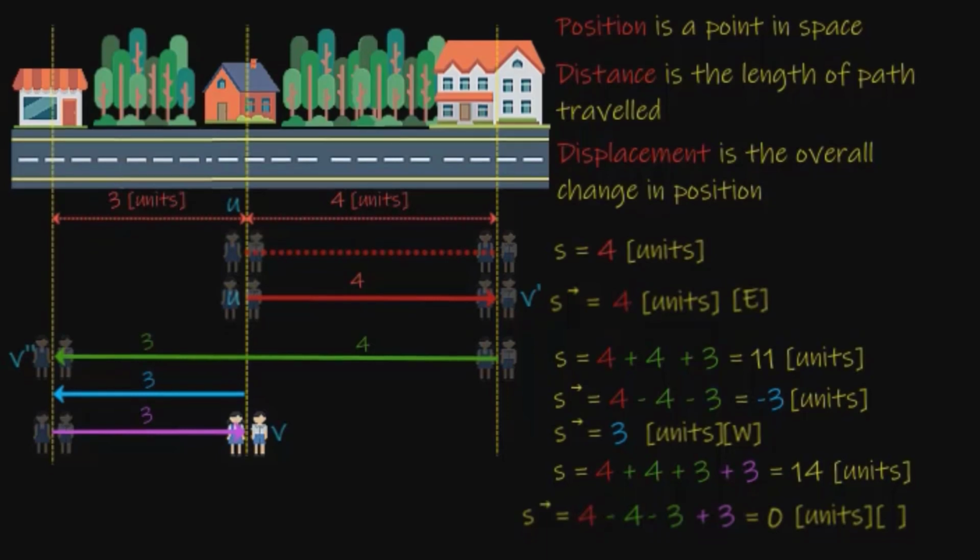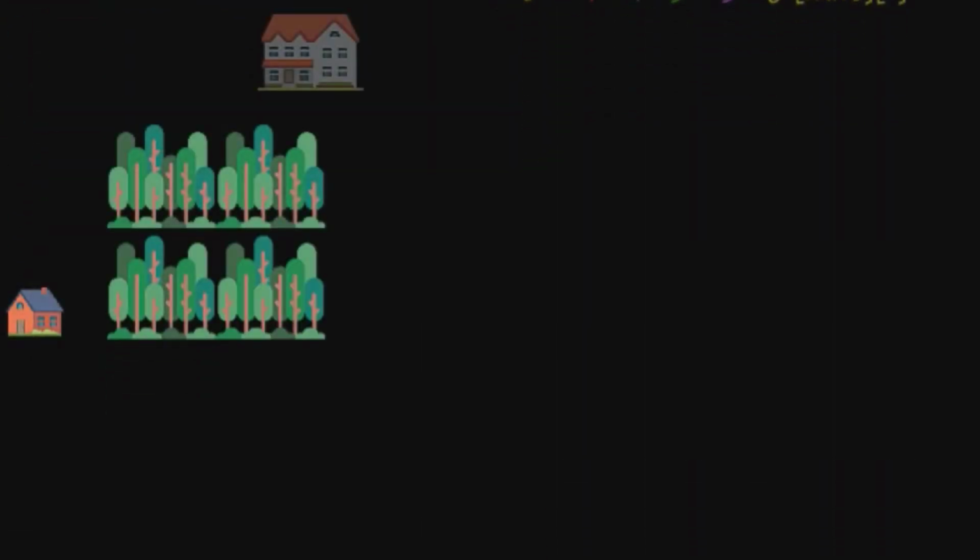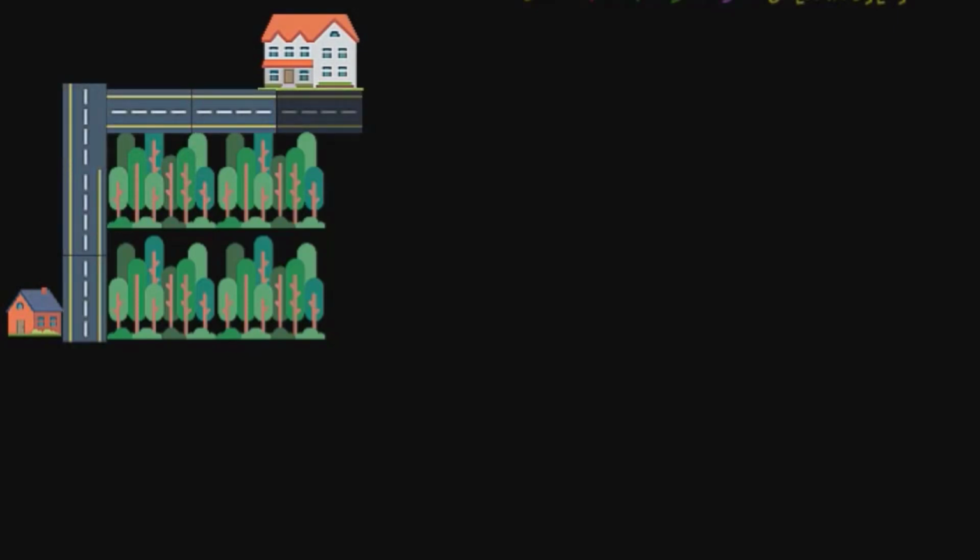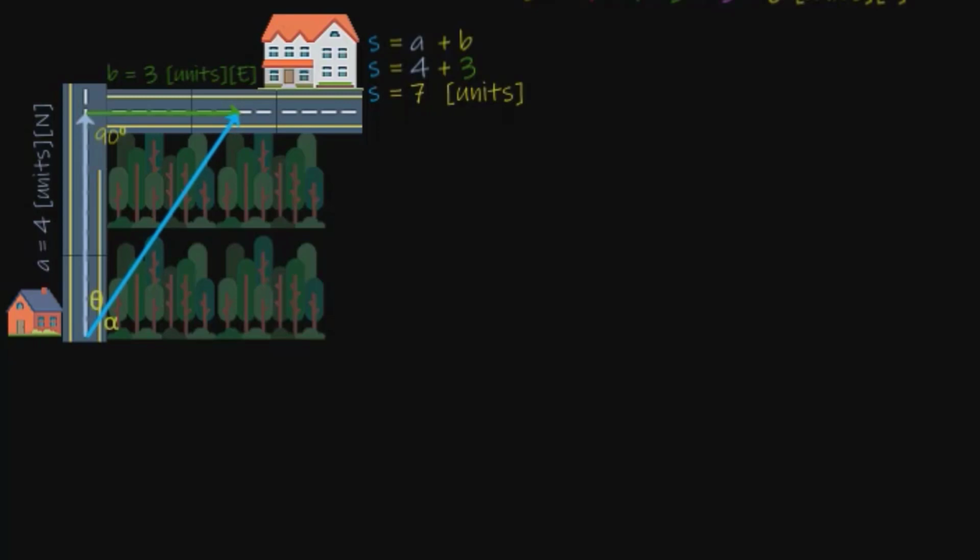This is a one-dimensional example. Let's consider another beautiful neighborhood. Seeing these all in 2 dimensions might be very useful too. In this neighborhood, to go to school, you need to travel 4 units to the north and then 3 units to the east. So the distance denoted by S is A plus B, that is 4 plus 3, which is equal to 7 units. In order to find the displacement, we need to define 2 quantities: the magnitude of the vector and second, the direction of the same vector.